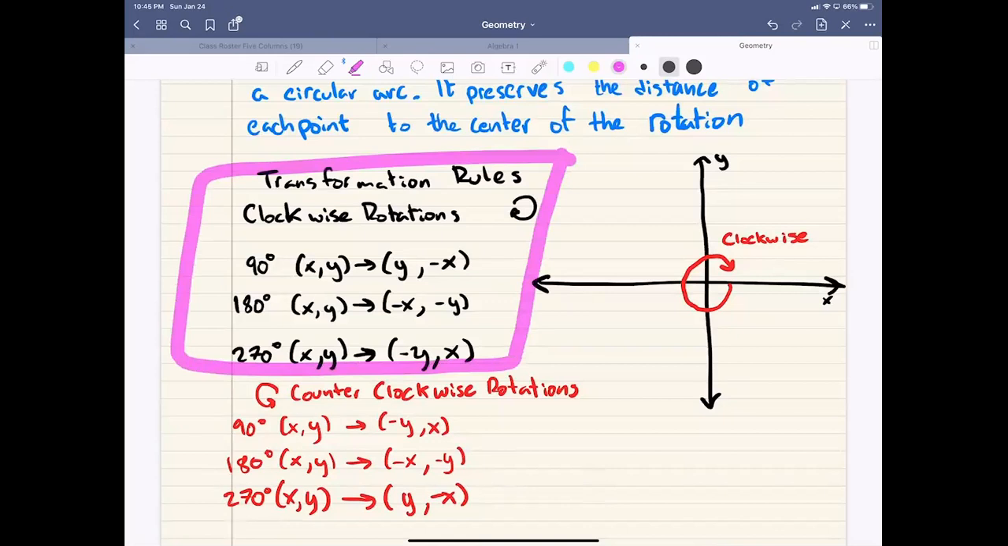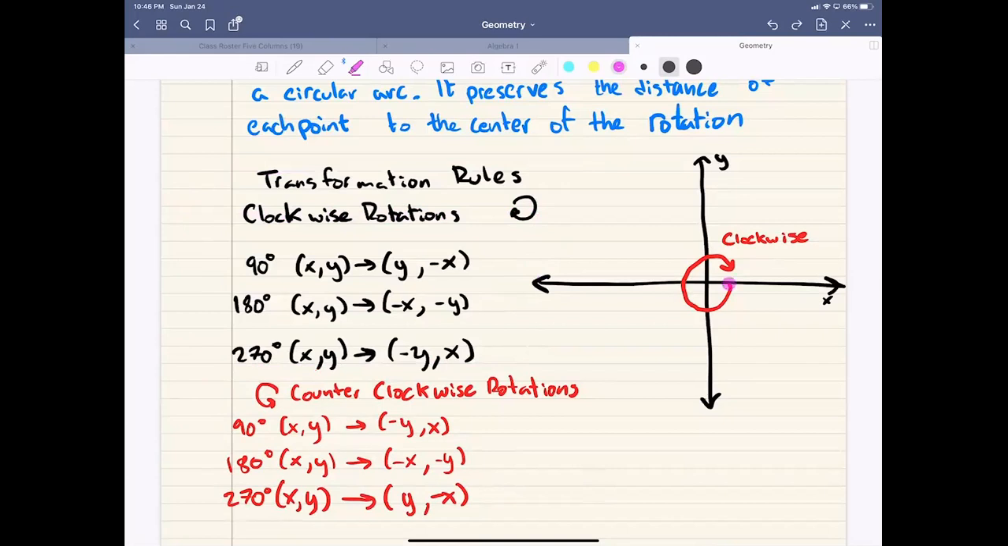These are the rules if you have a clockwise rotation. So that means if you're moving like a clock, you're going to start here and go this way, just the way a clock would move. If you want to rotate 90 degrees in that direction, you're going to follow this rule. You want to rotate 180 degrees, you follow that rule. And if you want to rotate 270 degrees, you'll follow this rule.